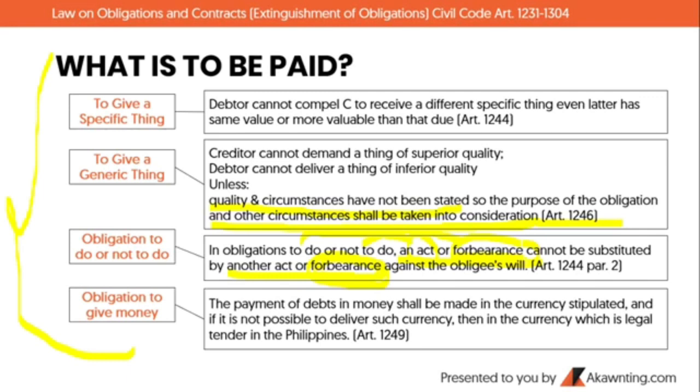Okay? The payment of debt in money shall be made in the currency stipulated. So, kapag sabi ng obligation mo is magbayad ka ng 1 million, okay? 1 million pesos in dollar. Okay? Pero in dollar, yung ibibigay mo. 1 million pesos siya in dollar pero. Okay? So, yun ang susundan mo. Yun ang pambabayad mo, dapat yung dollar.